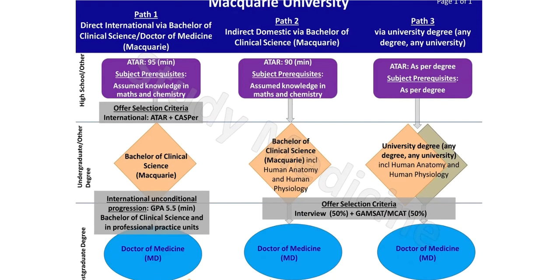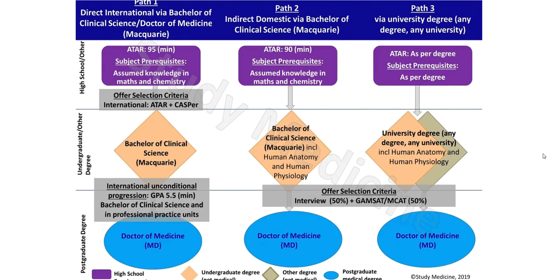So this takes us through to the visual summary in Study Medicine, which is the heart of how Study Medicine works. So the way Study Medicine works is it shows each degree path to medicine in a visual format with purple rectangles representing the high school requirements, diamonds, either orange or grey, representing the undergraduate degree requirements, and blue ovals representing the postgraduate medical degree.